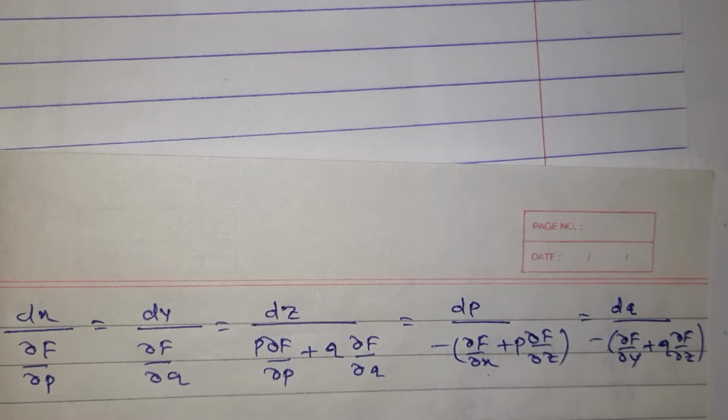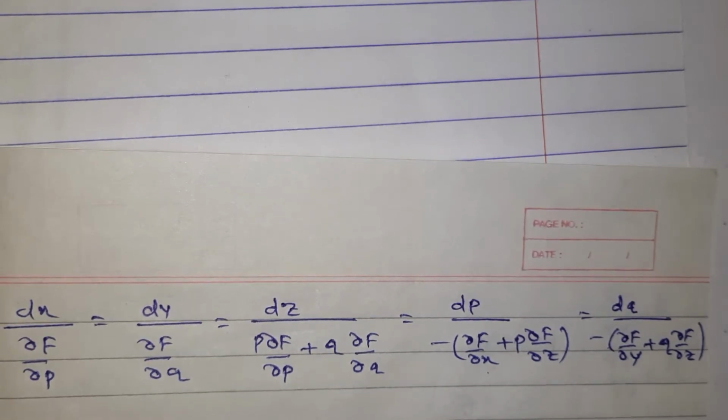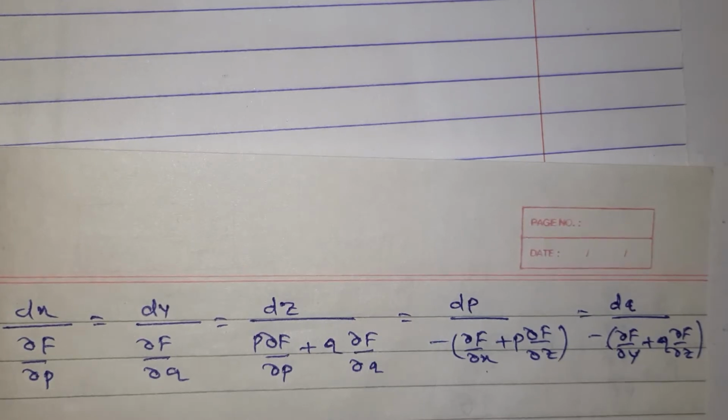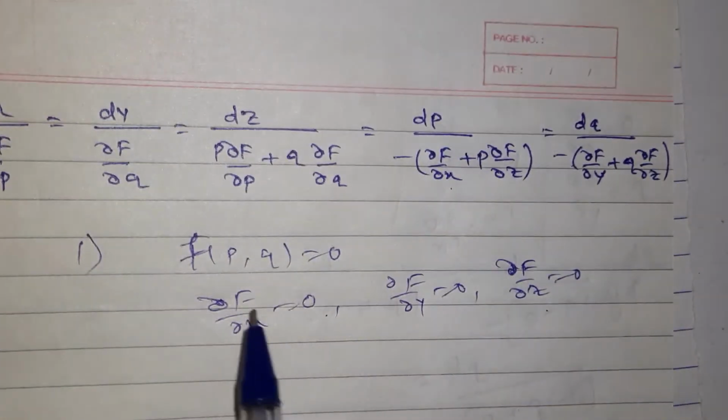we solve our examples. Now if some of the values are 0 here, just like, there are 5 derivatives here: ∂f/∂p, ∂f/∂q, ∂f/∂z, ∂f/∂x and ∂f/∂y. If one of the derivatives is 0, then our calculation becomes easier. So according to that we define some equations. Suppose our first equation is like this: f of p, q is equal to 0.